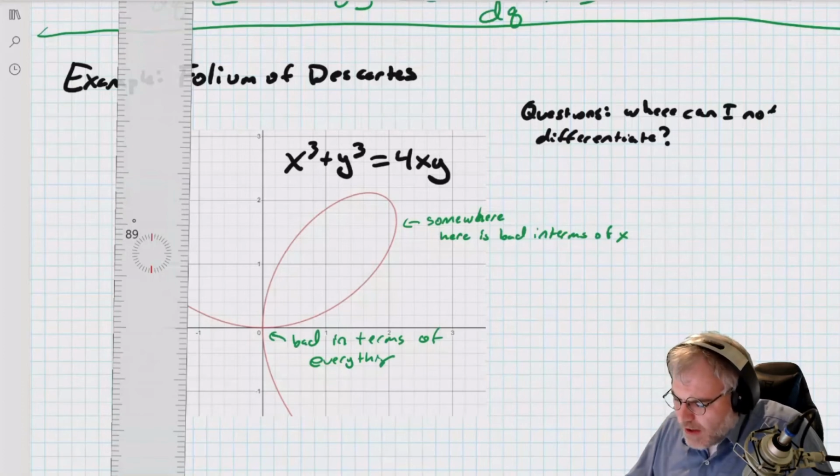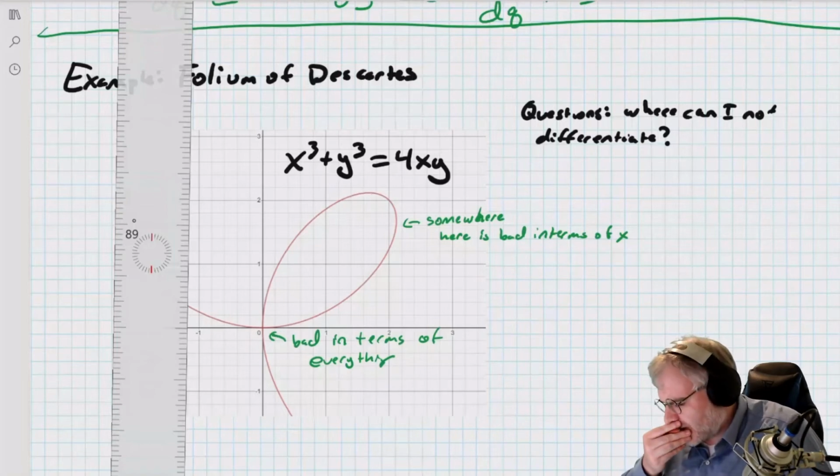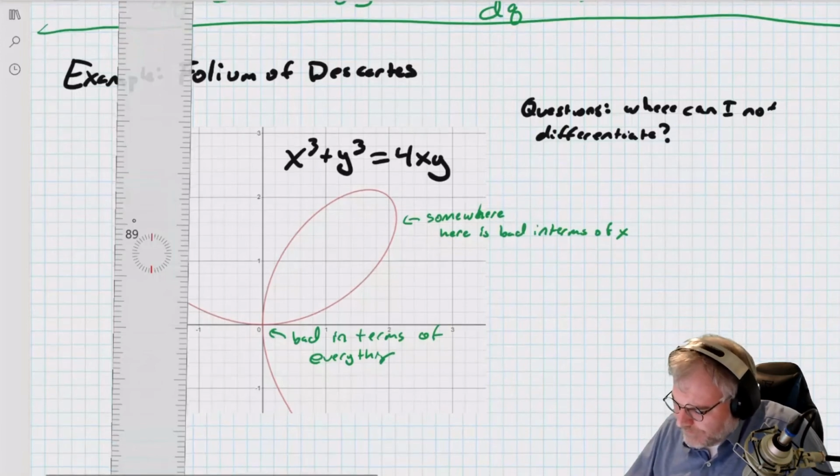The other problem here is that I'm not going to be able to solve this for y very easily. I mean, I kind of could. I would have to break it up. I'd have to do it on domains. This is kind of a lousy thing. So how do I find?